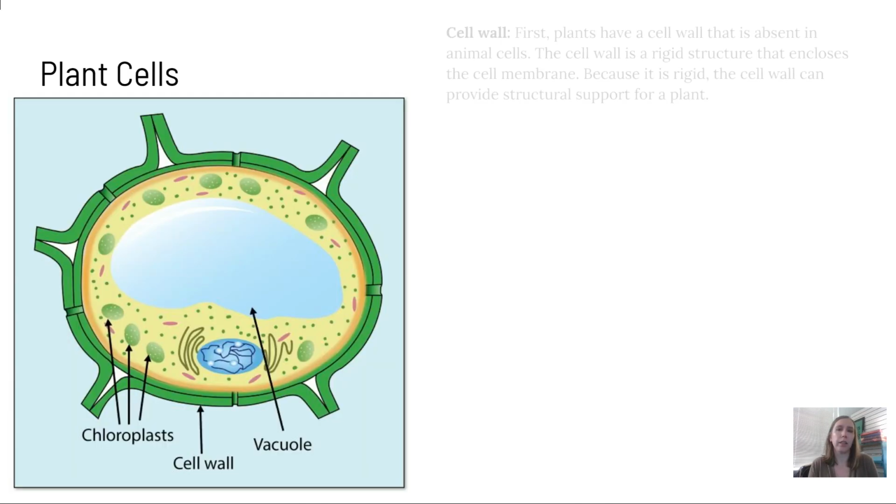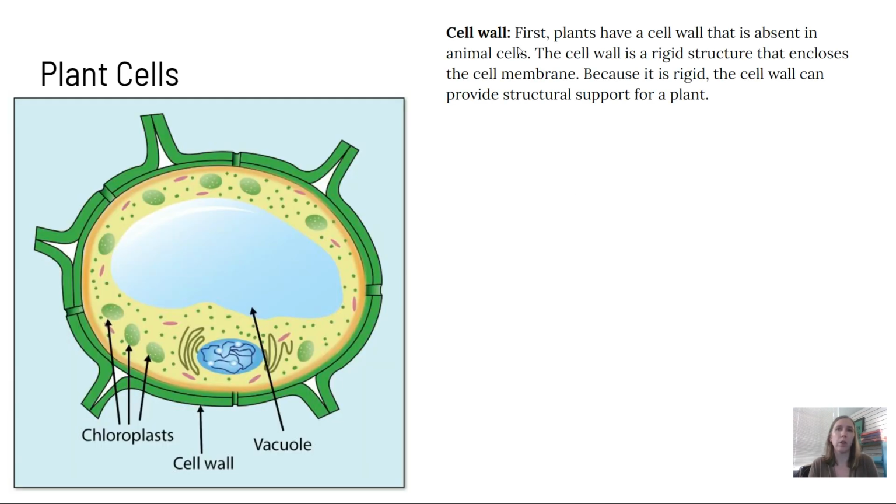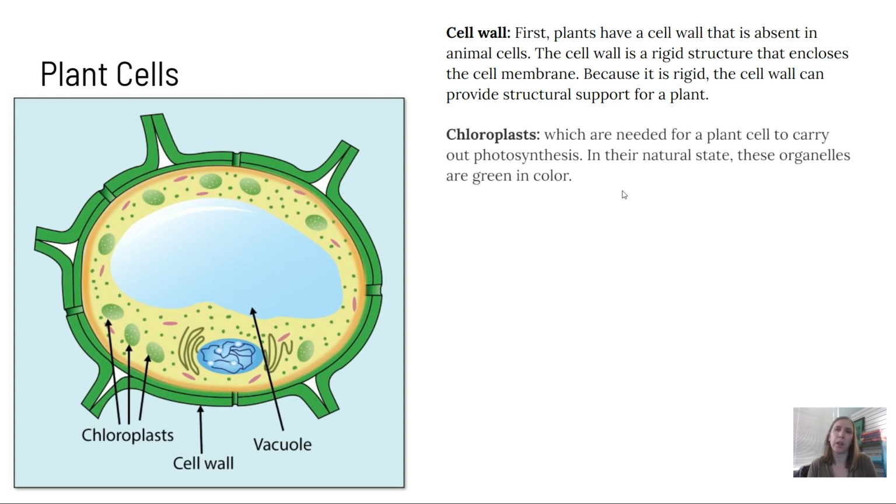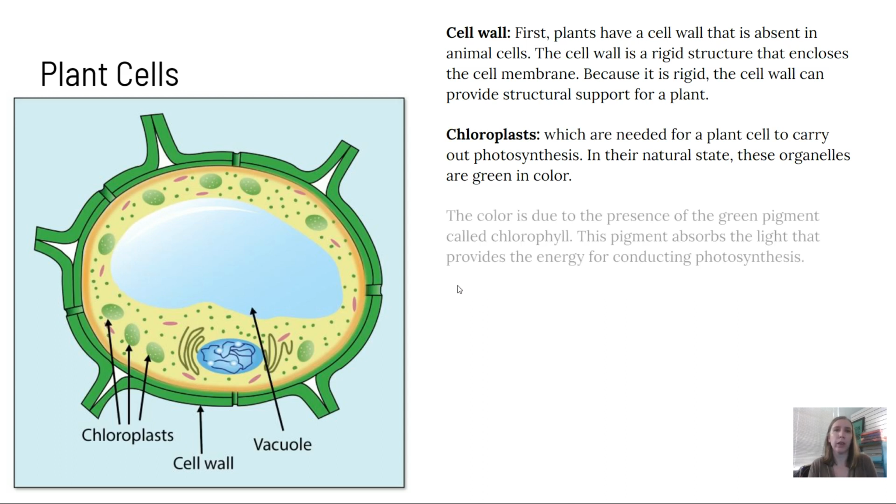Okay, and then in plant cells, they look a little bit different. The cell wall is absent in animal cells. So the cell wall is a rigid structure that encloses the cell membrane. Because it is rigid, the cell wall can provide structural support for a plant. Chloroplasts here, these little green guys, are needed for a plant cell to carry out photosynthesis. In their natural state, these organelles are green in color due to the presence of a green pigment called chlorophyll.